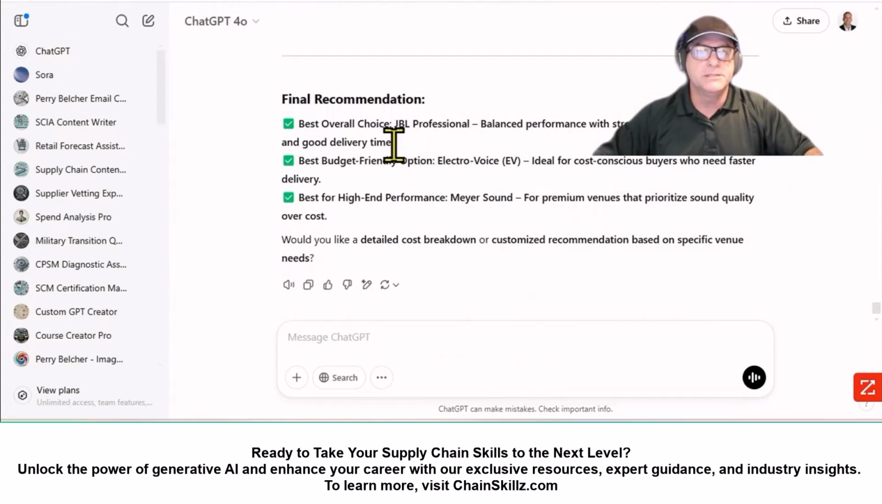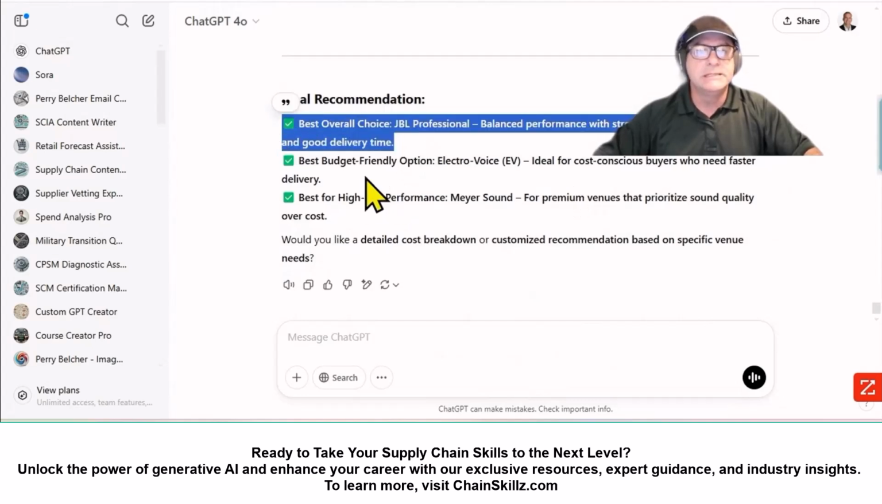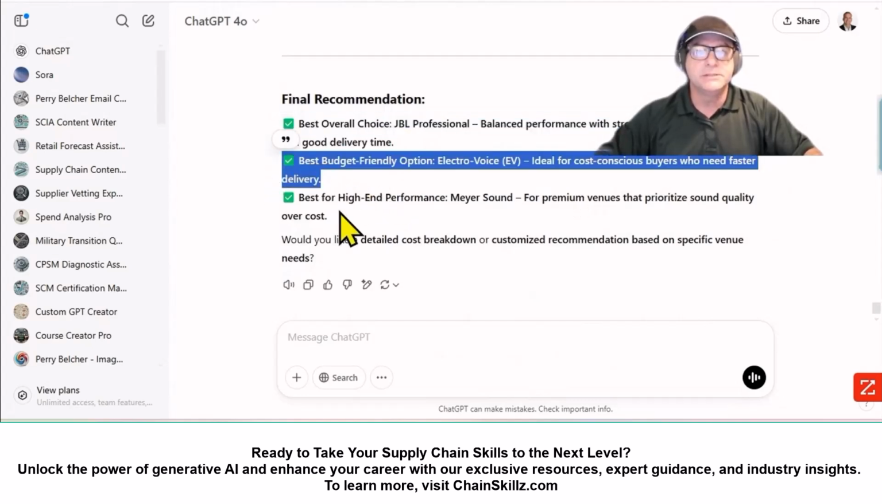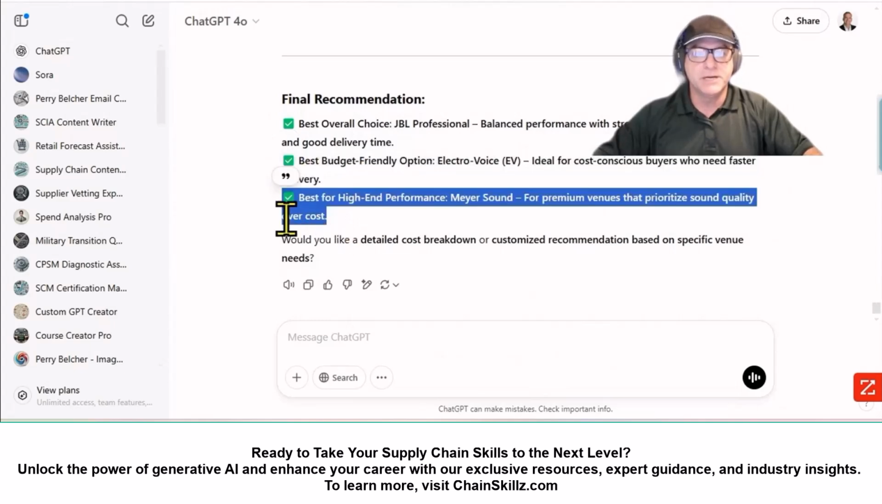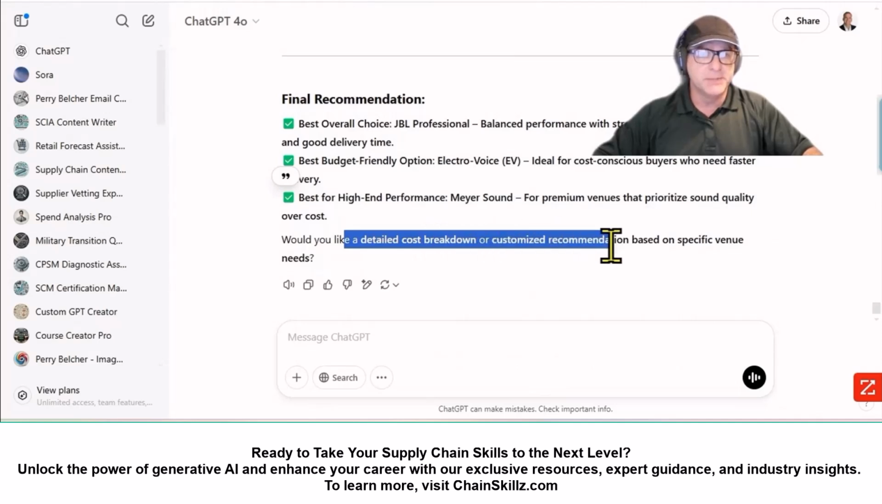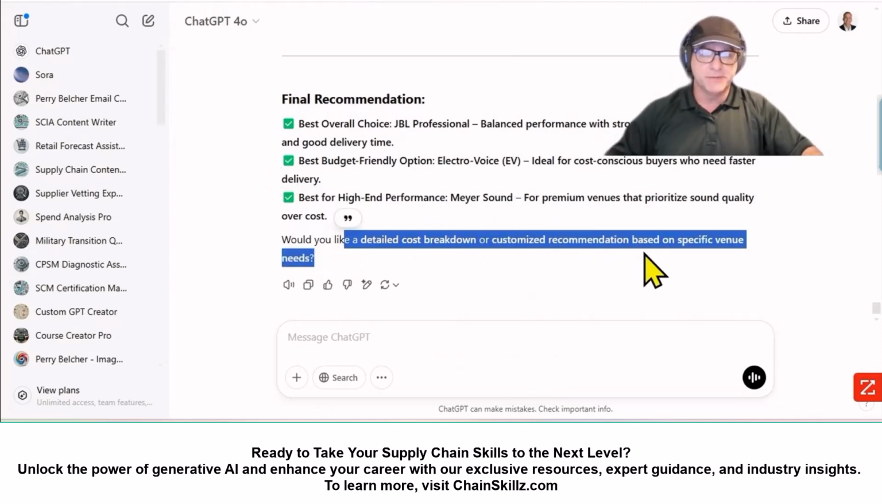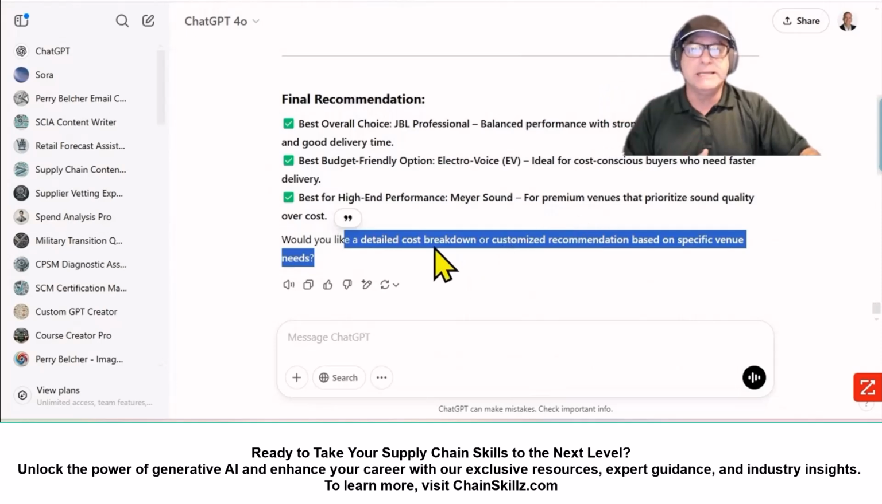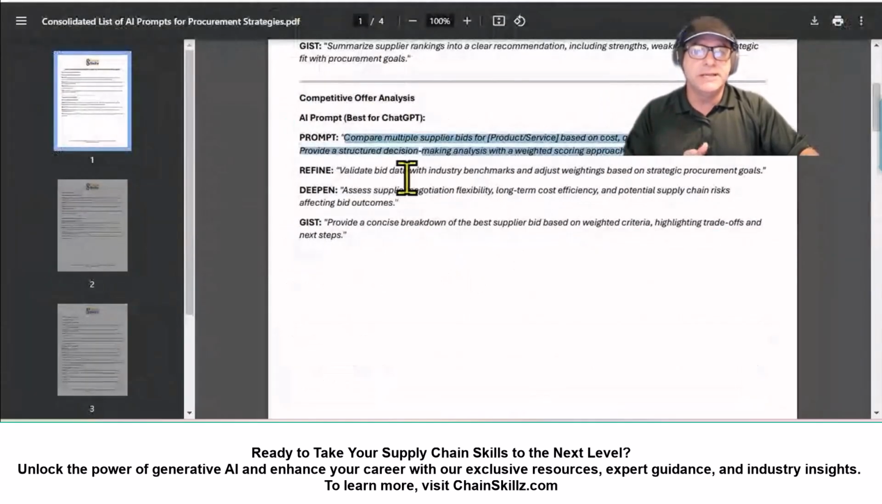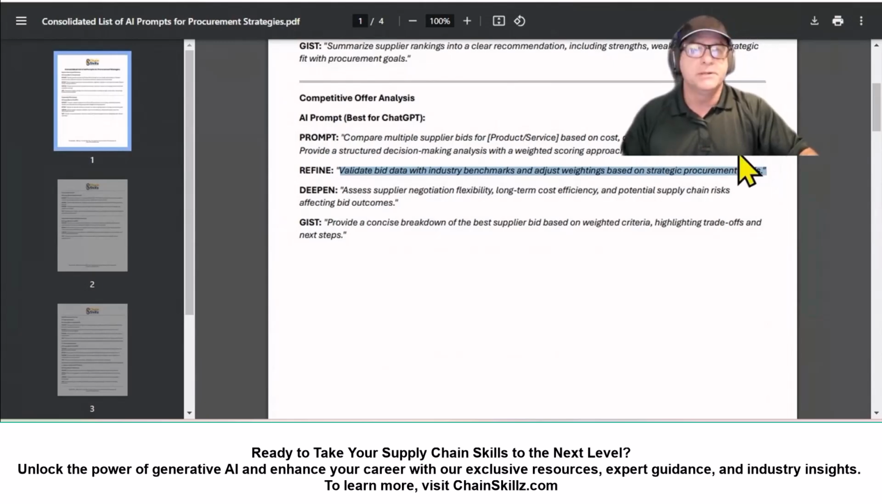And here it says the best choice, JBL, eco-friendly, Electro-Voice, high-end performance, Meyer Sound. Now it's asking me for a cost breakdown, customized recommendation based on specific venue needs. If I had that information, we could definitely break into that. So let's go ahead and continue to build down our prompts that we built for this particular one.